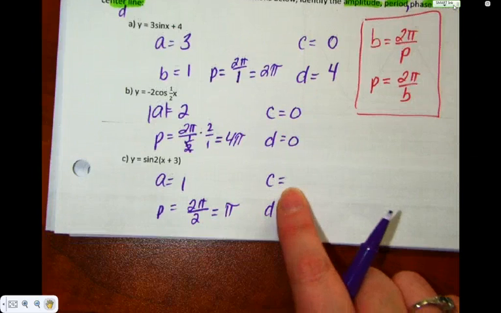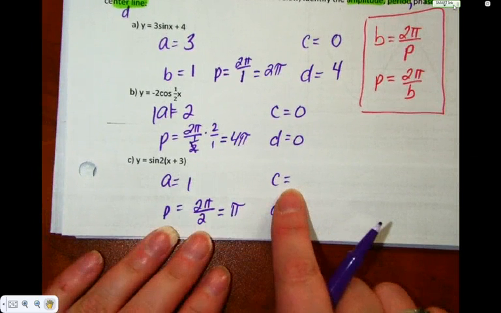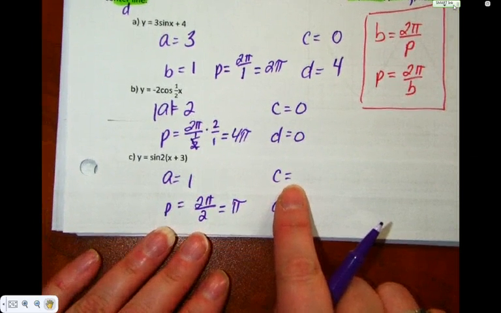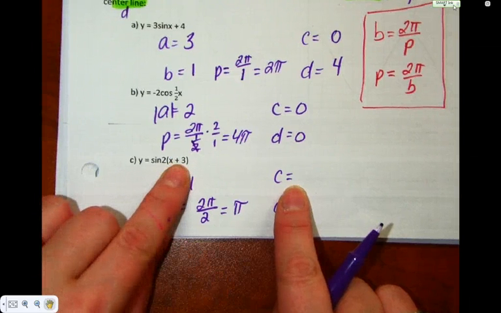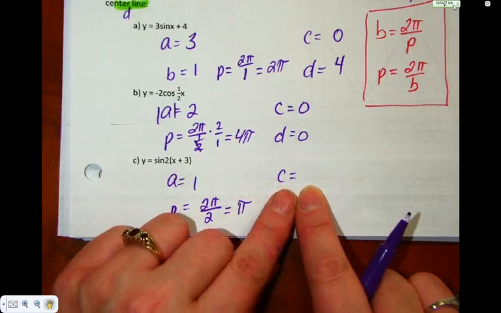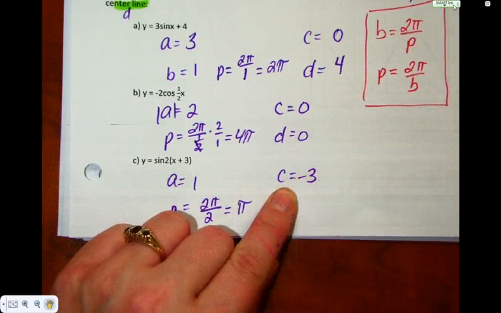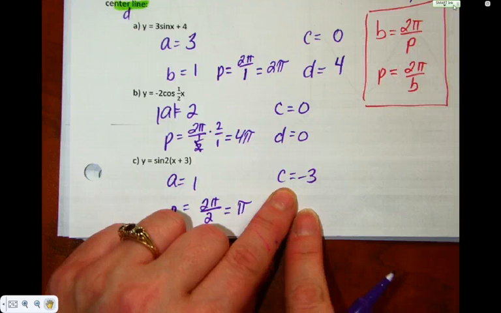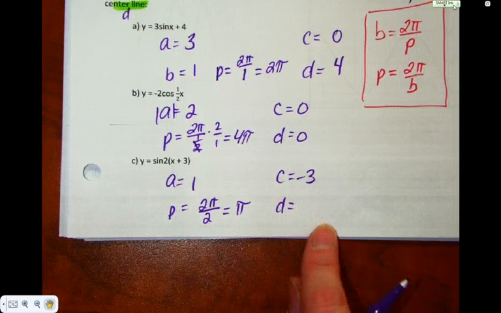C is the phase shift inside brackets. Is there an addition or a subtraction? Yes, and remember when it's horizontal it changes. So although this says 3, this is going to end up going -3 or 3 to the left if you'd rather think about it that way.